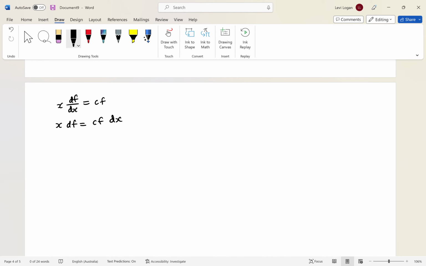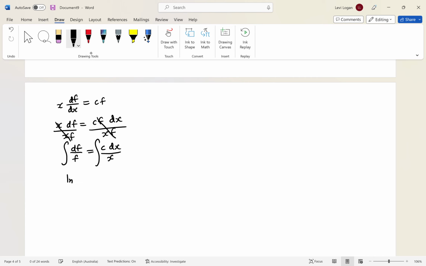Alright. Now I'm going to divide both sides by f and x. Okay, so it will cancel here, and the x will cancel here. So we're left with df over f is equal to c dx over x. Okay. Cool. What we're going to do now, pretty much we're just going to integrate. So we'll just take the integral of this and the integral of that.